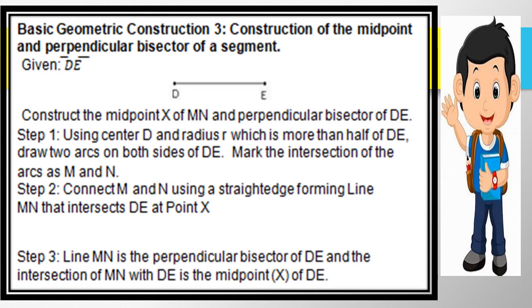Step 1. Using center D and radius R, which is more than half of DE, draw two arcs on both sides of DE. Mark the intersection of the arcs as M and N. Step 2. Connect M and N using a straight edge, forming line MN that intersects DE at point X. Step 3. Line MN is the perpendicular bisector of DE, and the intersection of MN with DE is the midpoint X of DE.